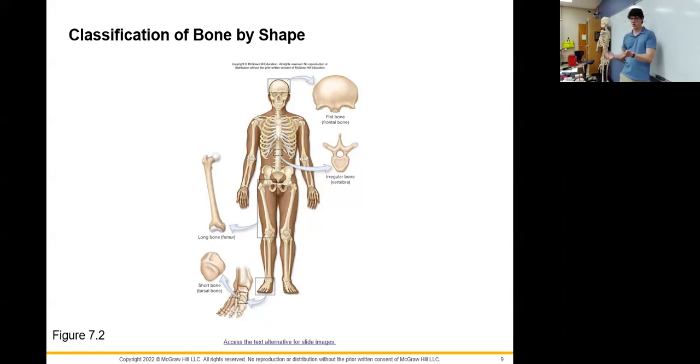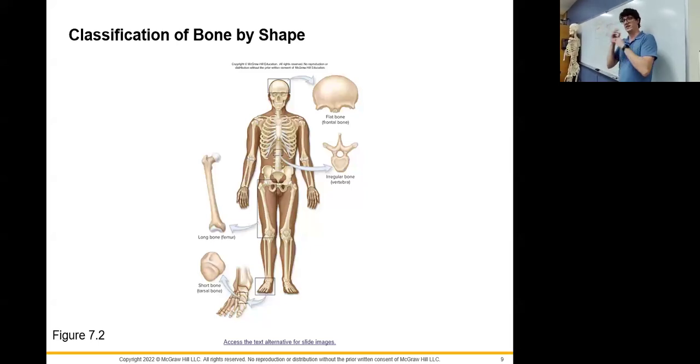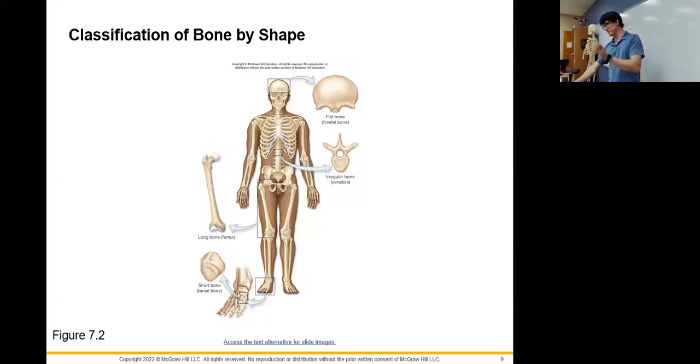But a big part of that is going to be because these are load bearing. We are putting weight and stuff through these. So because of that, they have to be able to deal with those forces a little bit. So there will be some varying ratios of compact and spongy depending on what we need.